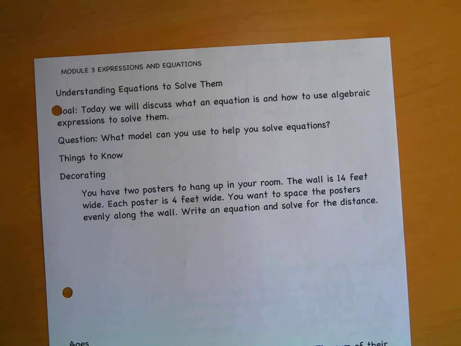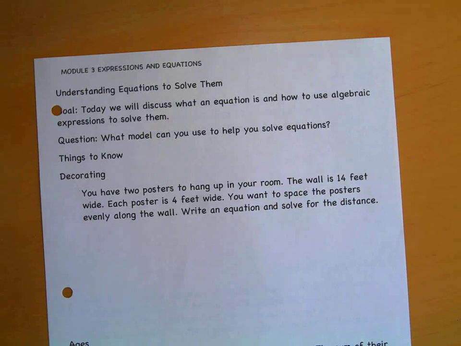All right, so the best way to do this is to use a couple of practice problems to see what we would do and how to solve them. It says decorating. You have two posters to hang up in your room. The wall is 14 feet wide. Each poster is 4 feet wide. You want to space the posters evenly along the wall, write an equation, and solve for the distance.